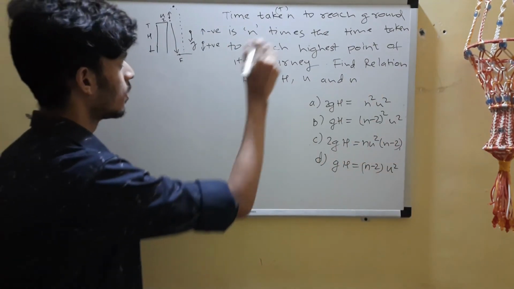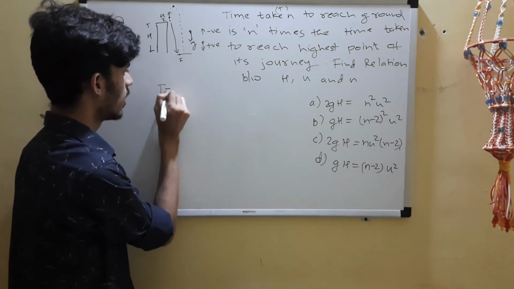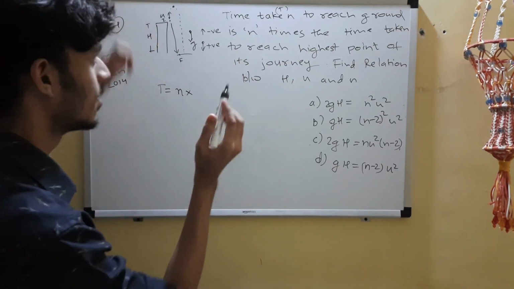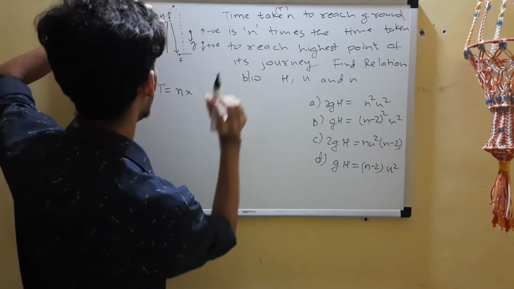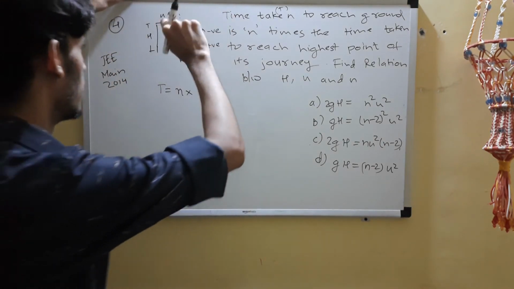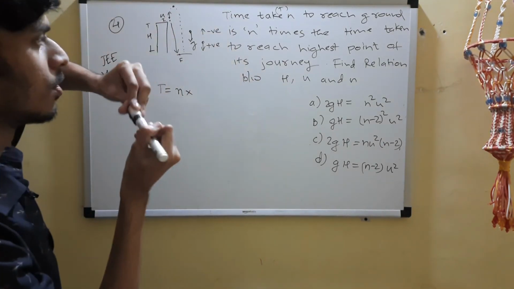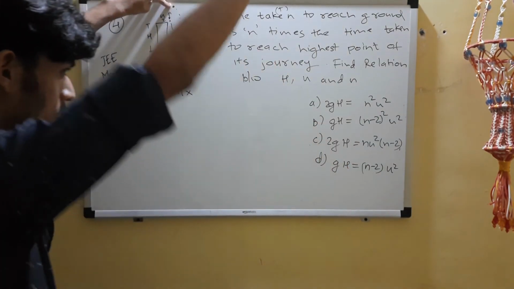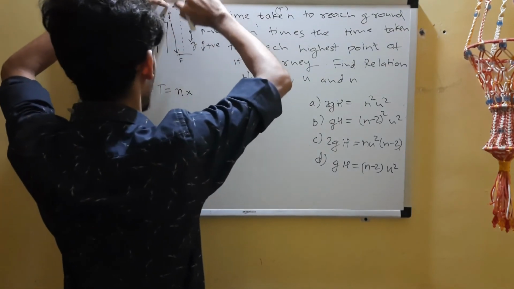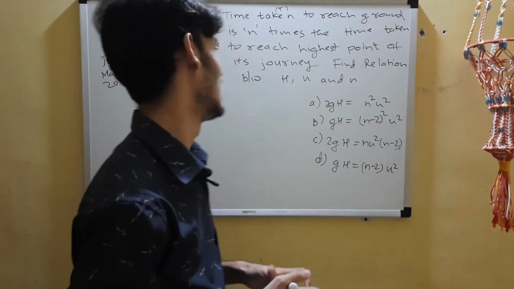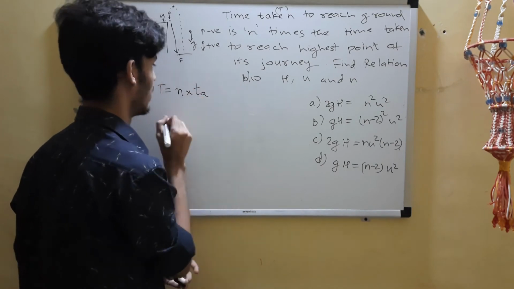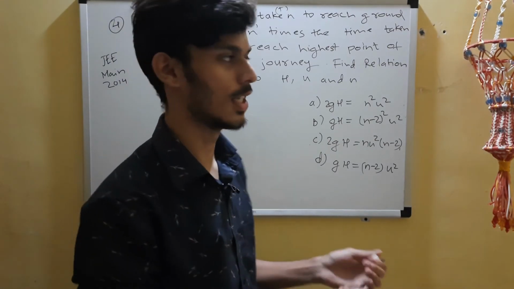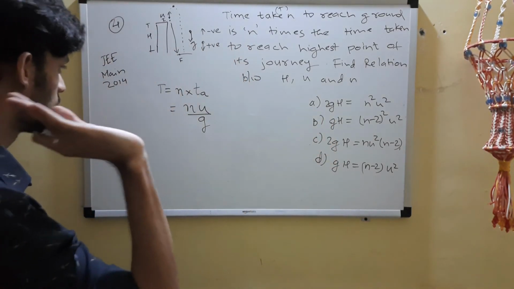So the time taken to reach the ground, capital T, is n times the time taken to reach the highest point. When you throw this upward, it goes up and reaches a certain maximum height. The time taken for that is the time of ascent. What is the formula for time of ascent? u by g, without convention, substitute.